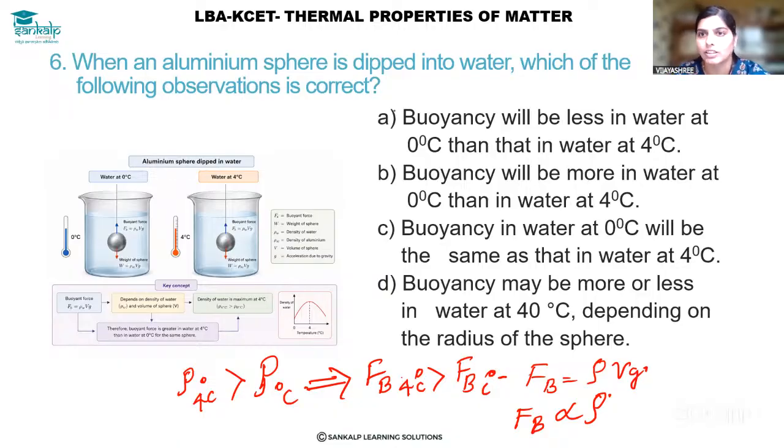So now let us look at the statements. Option A: buoyancy will be less in water at 0 degree Celsius than 4 degree Celsius.